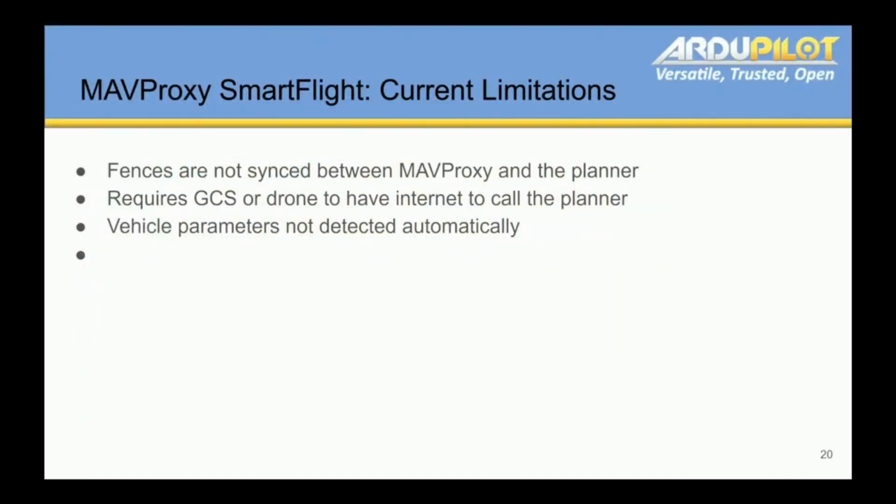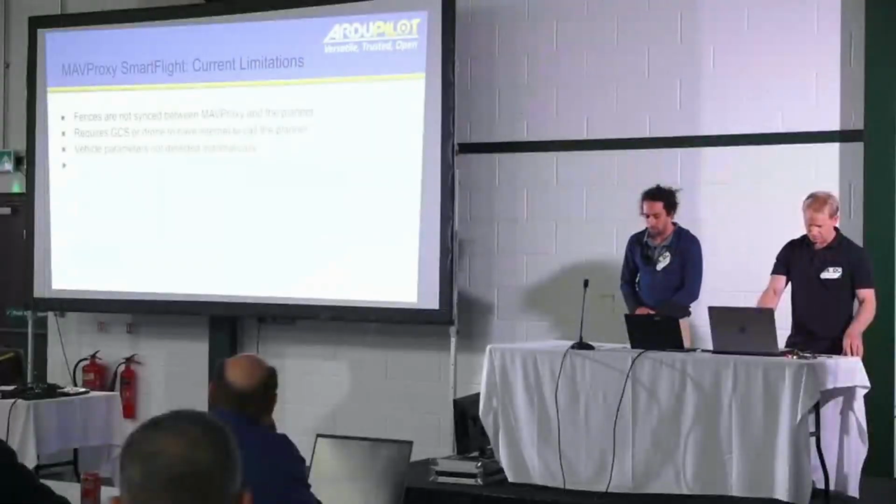So some of the limitations right now are the fences aren't synced between MapProxy and the planner, so I'm just manually hard coding those just for the purpose of this demo, so that's just something to implement. It does require your GCS or your drone to have internet to call their planning service, but they do support self-hosting that planner if you want to do that. And the vehicle parameters are obviously also not automatically pulled from the autopilot, so we don't know climb rate constraints or turn radius constraints quite yet.